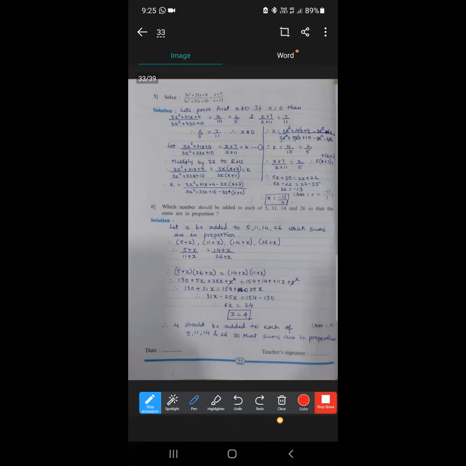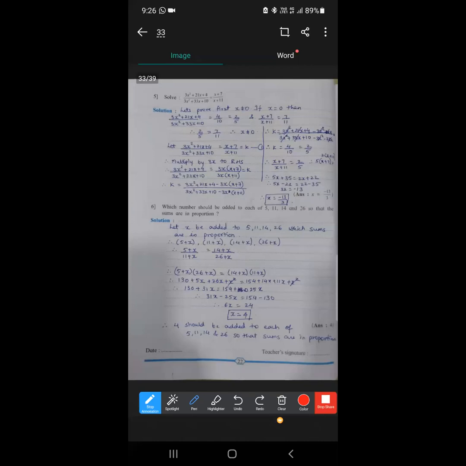Now here it is quite lengthy, so I have just divided the space into two parts. Then also just pay attention properly to whatever steps are there. So let's start with the solution. Let's prove first that x is not equal to 0.